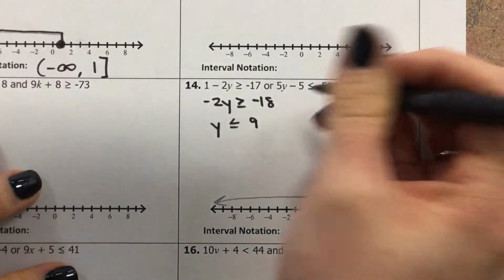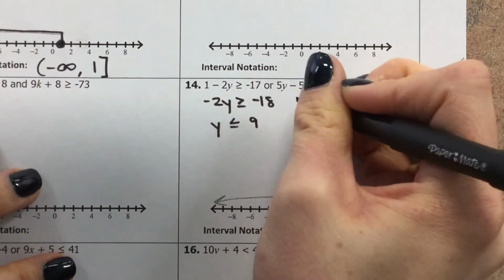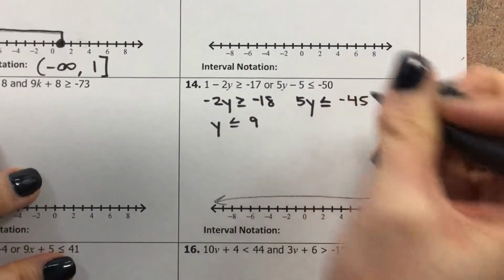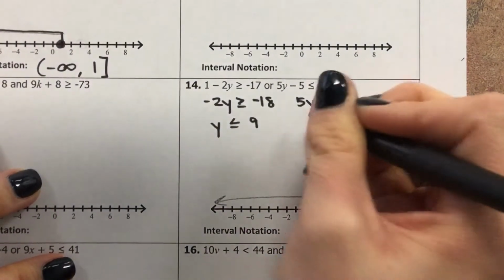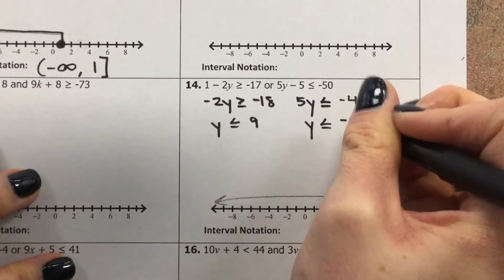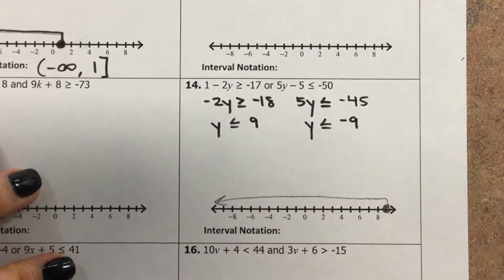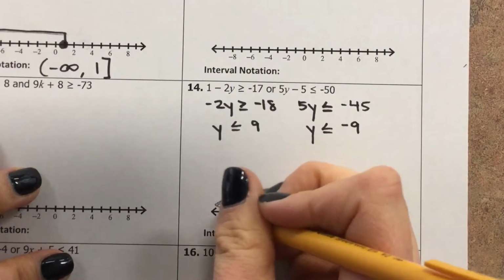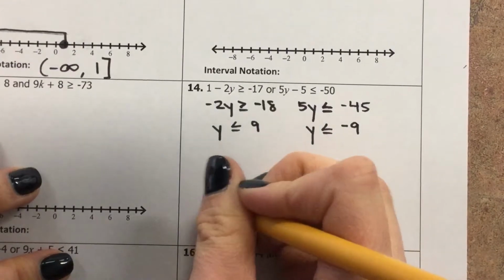Then this one, start by adding 5 to both sides. So negative 50 plus 5 would be this. And then divide both sides by 5. So negative 45 divided by 5. So I get less than or equal to a negative 9. So the negative 9 is down here, and that goes off to the left.